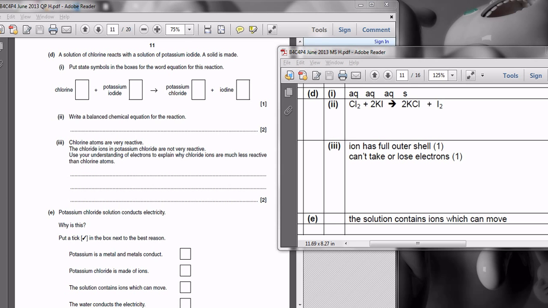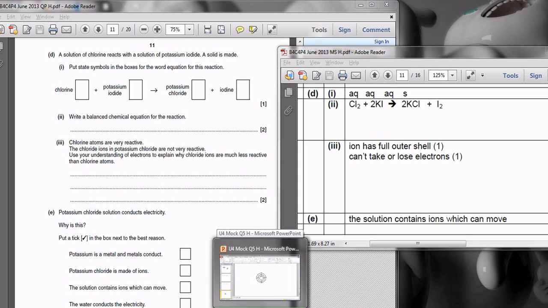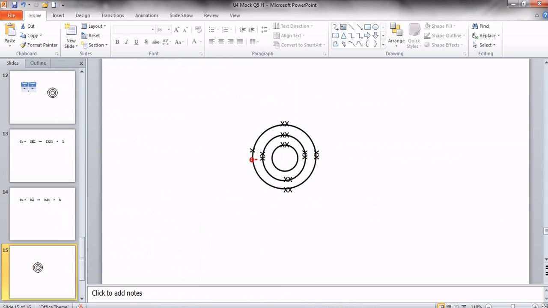Right, so part 3 says that chlorine atoms are very reactive. The chloride ions in potassium chloride are not very reactive. Use your understanding of electrons to explain why chloride ions are much less reactive than chlorine atoms. Okay, so we need to know what a chloride ion is to be able to answer this question.